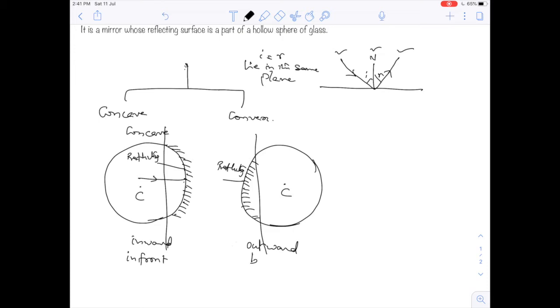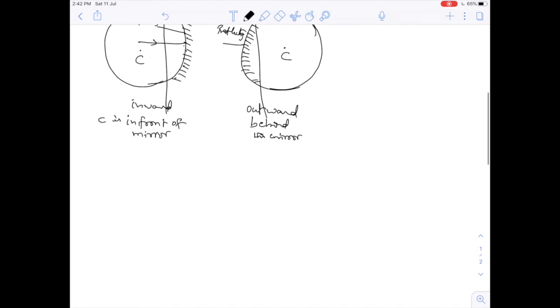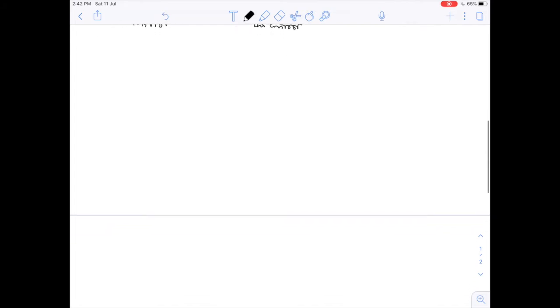So, this is concave and this is convex. Here it is bulged. The center is in front of the reflecting surface, or we can say mirror, and here it is behind the mirror. Now, let us try to understand the components of these spherical mirrors. These components are required to study in order to be able to calibrate for various practical applications.